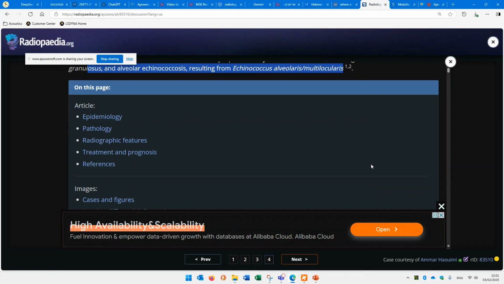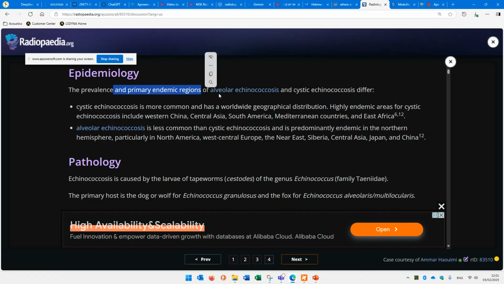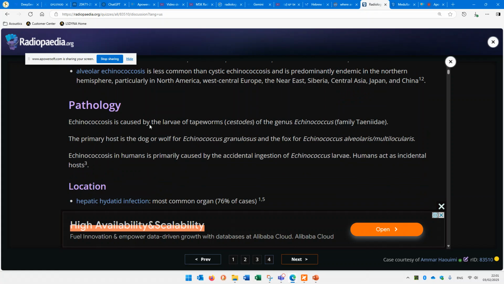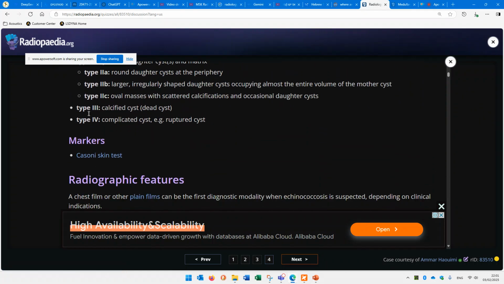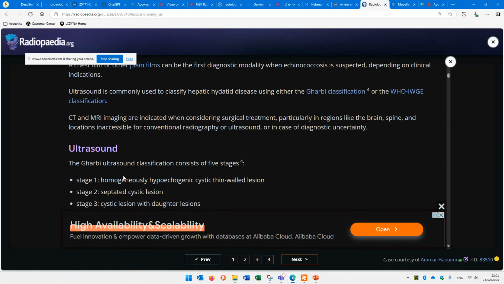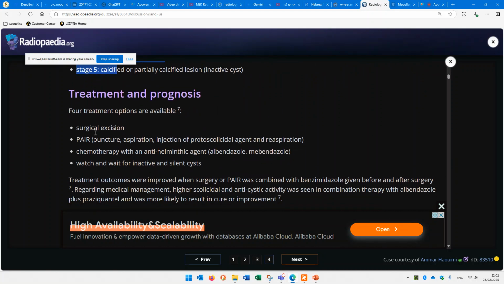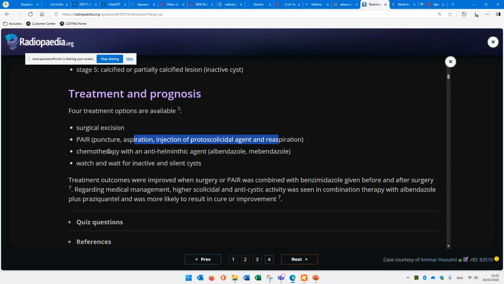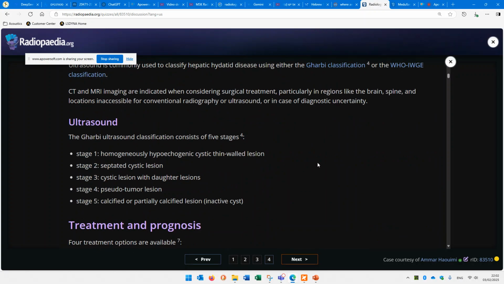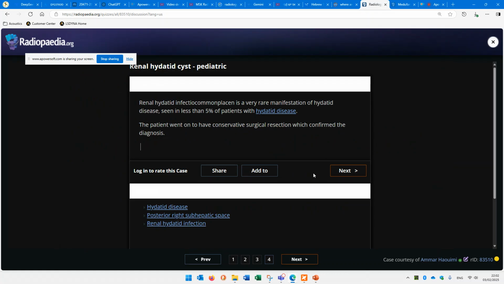It primarily includes two significant zoonotic diseases caused by tapeworms: cystic echinococcosis, resulting from Echinococcus granulosus, and alveolar echinococcosis, resulting from Echinococcus multilocularis. Okay, the epidemic regions, pathology, types of cyst, ultrasound, and treatment: surgical excision, puncture aspiration injection of a scolicidal agent, chemotherapy with an antihelminthic agent, and watch and wait for inactive and silent cysts. So this was a very interesting case of hydatid disease from this infectious organism.